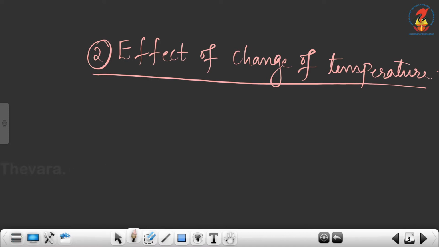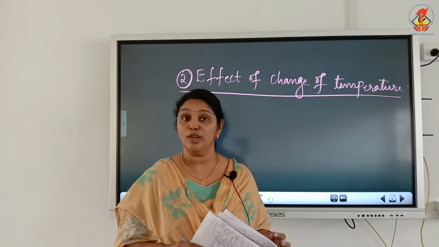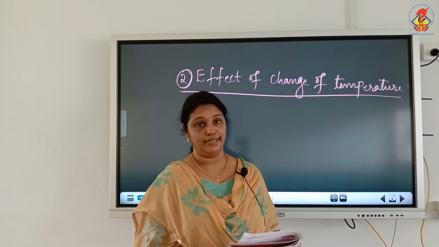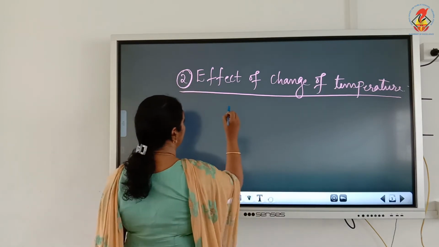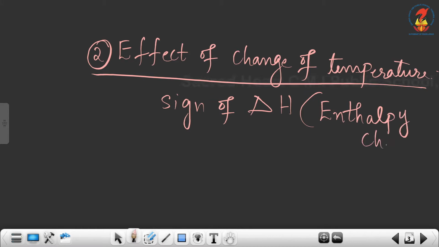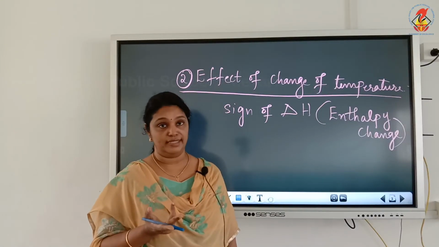Now, the effect of change of temperature on the equilibrium constant depends on the sign of delta H. Delta H means enthalpy change. Enthalpy means energy. Now, in this case, it is the heat energy. So delta H can be positive or negative.